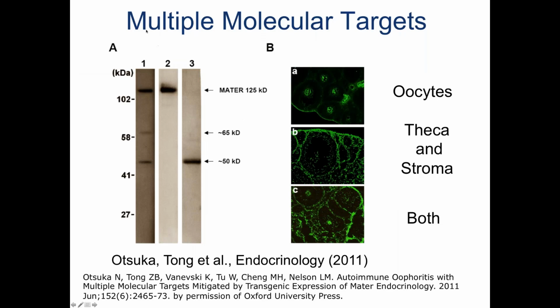Well, it turns out, as years went by, we've got more sensitive testing in terms of the Western blots, and it turns out there are multiple molecular targets in this neonatally thymectomy-induced autoimmune oophoritis in mice. There's antibodies to mater, but there's also antibodies to these other proteins. And when you do immunofluorescence on histologic sections, you can see some mice have antibodies against oocytes, some mice have antibodies against theca and stroma without oocytes, and some have both. So there's a spectrum of autoimmunity that's the mechanism causing this.